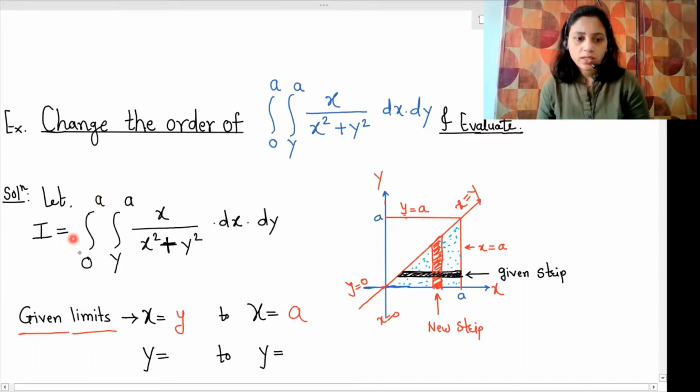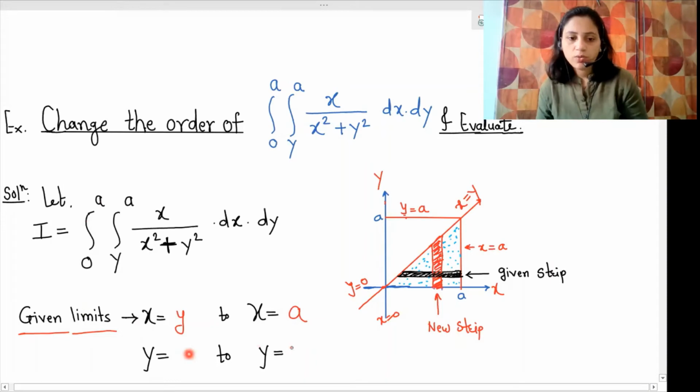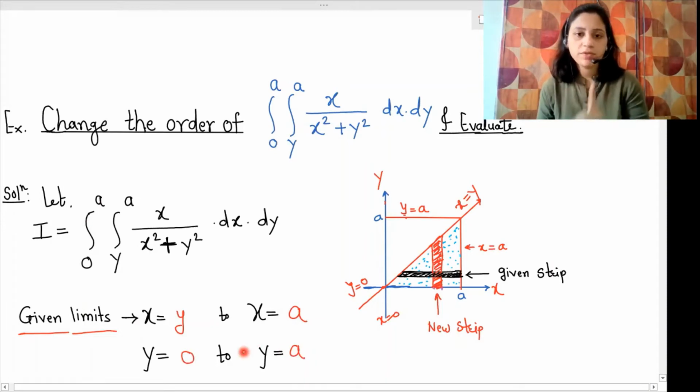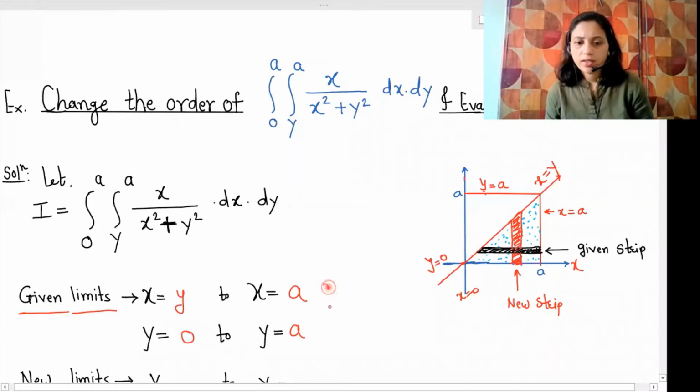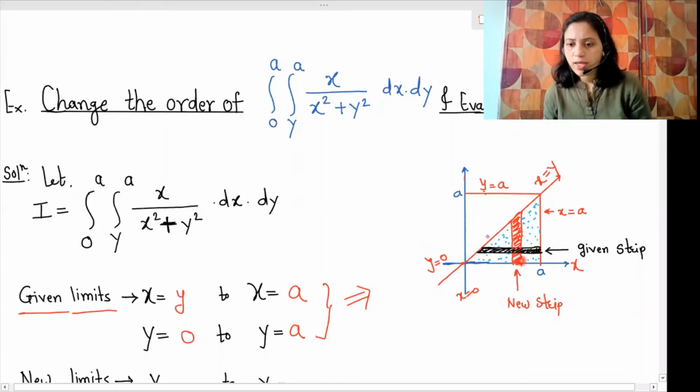Now the outer limits, what are the outer limits? 0 to a, and these are the limits of y. So y equal to 0 to y equal to a. This is my first step. The first step is just to identify the limits or order of the given example. Once we get these limits, we are going to plot them. Here, this is my x-axis. This is the y-axis.